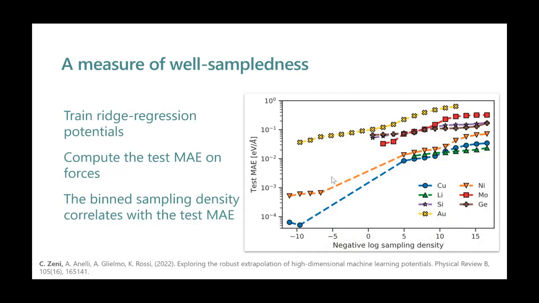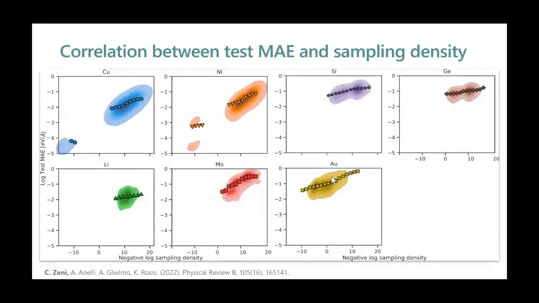indicating that this can indeed be used as a proxy for force error estimation. This is just the same plot, but we have split the 7 data sets to actually show the complete scatter plot, the scatter density.